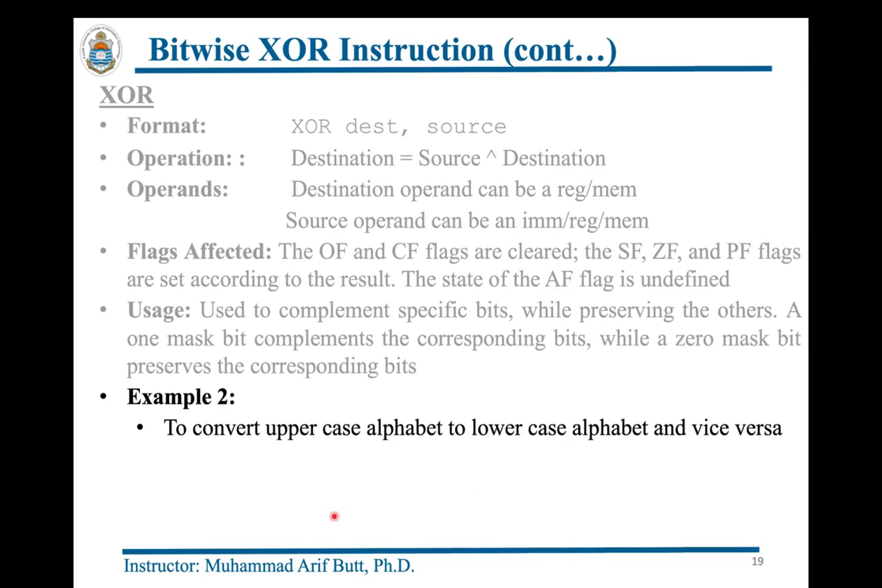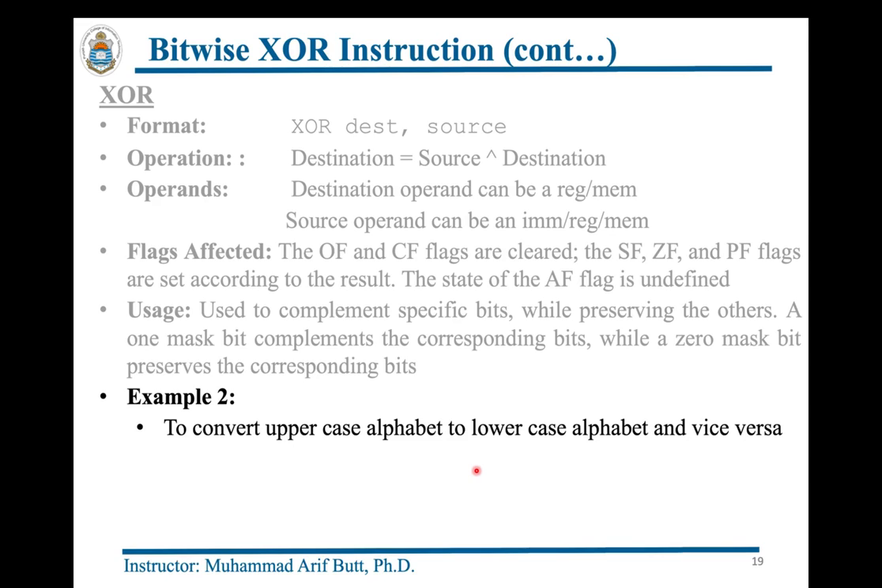Okay, let's see another example. Dear students, we have seen that we can convert a lowercase alphabet to uppercase by the AND operation with the mask of DF hex, that is, by clearing the bit at position number 5 having weight of 32. Similarly, we have also seen that we can convert an uppercase alphabet to lowercase by OR operation with a mask of 20 hex, that is, by setting the bit at position number 5 having weight of 32.